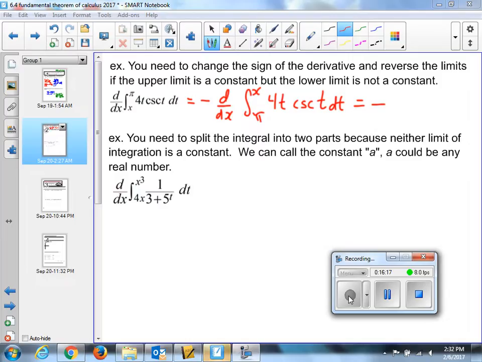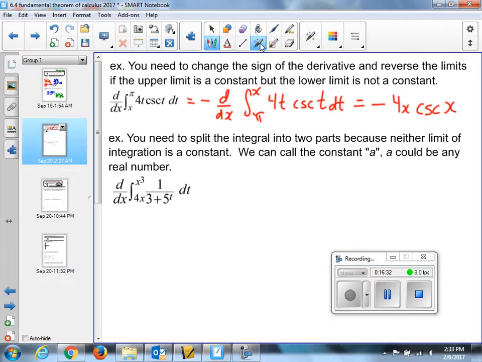Negative sign is built into the front. 4x cosecant x. Okay? We didn't have to know the antiderivative. You'll notice this expression, I have 4x and I have x cubed. This is garbage, I think, because there's no number. So we need to split the integral into two parts, because neither limit of integration is a constant, like 2 or something. So we can just call it a number, a, any old number. I don't know which one is in between 4x and x cubed for this given function. So we're just going to use a.